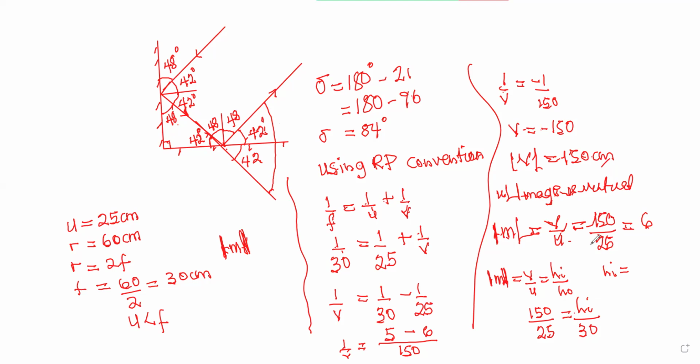V being equal to negative 150 does not mean the number is lesser, but all that it means is that the image appears at a distance of 150 behind the mirror. The negative simply means behind the mirror. Bashir, are you okay? Yes, please. So it's a numerical thing.